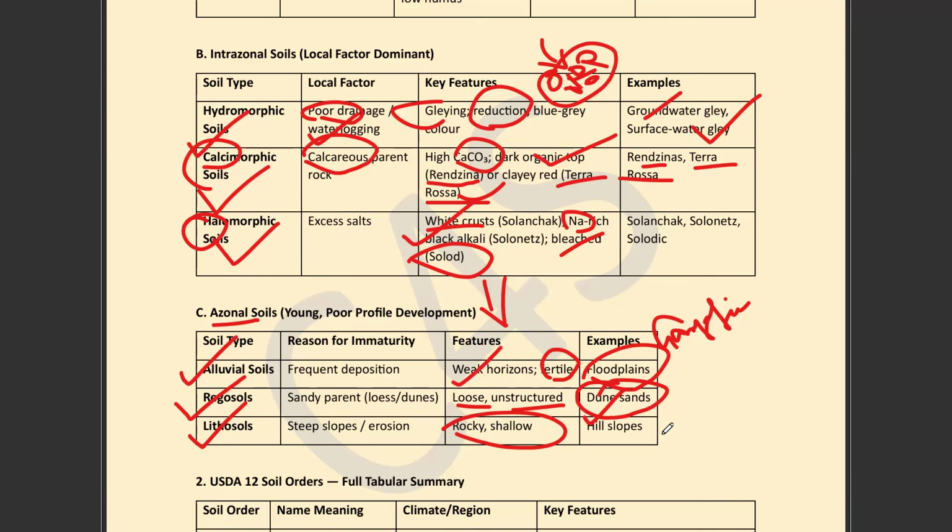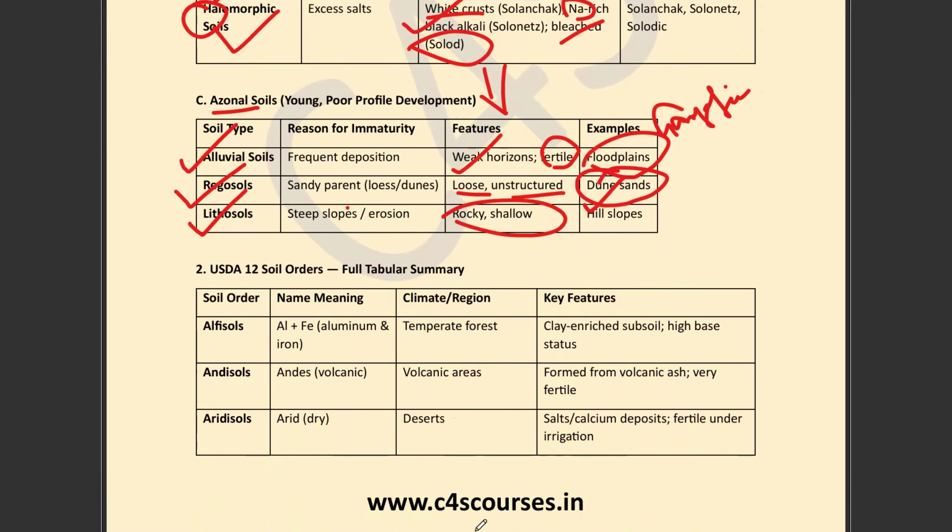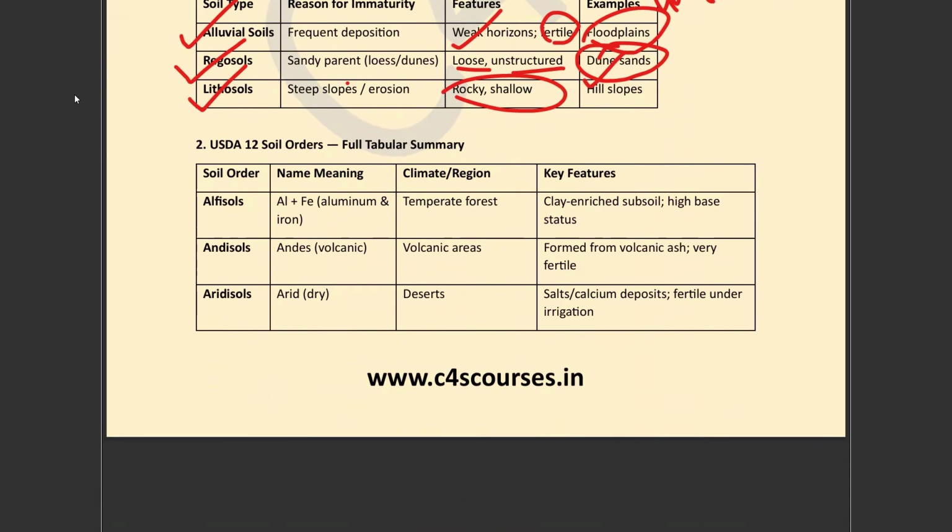Okay, so these are all the important three types of soils which you will be going through for your soil science: zonal, intrazonal, and azonal. Next comes the USDA classification. That is 12 soil orders. And these are some of the soil orders and their meaning, climate region, and key feature.